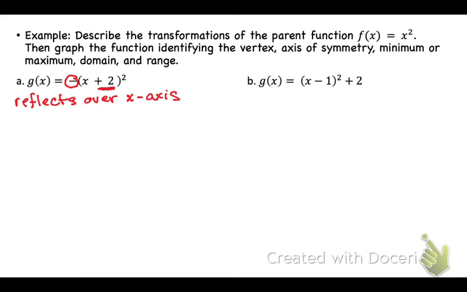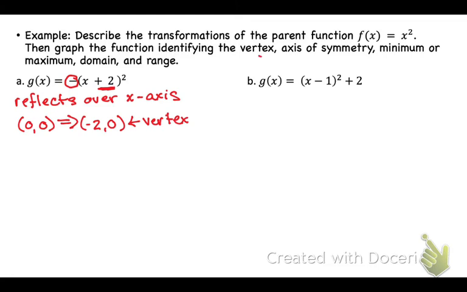This plus 2 is what variable, h or k? H. So that means that 0, 0 is going to go to where? Negative 2, 0, because it's not going up or down, is it? So this is the vertex, is it not? Because there's no plus or minus over here. There's no K hanging out. Okay, so we got the vertex.